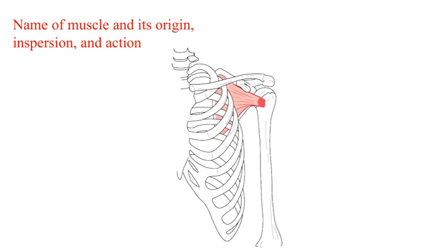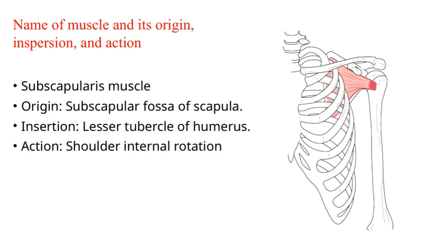The action describes what the muscle does when it contracts, whether it moves a limb, stabilizes a joint, or supports posture. By connecting these points, we get a clearer picture of how muscles work together to enable our movements. This detailed understanding also helps in diagnosing injuries or planning effective treatments, which ties into the broader theme of anatomy's practical applications. The subscapularis muscle originates from the subscapular fossa of the scapula, which is this broad, flat surface on the anterior side of the scapula.